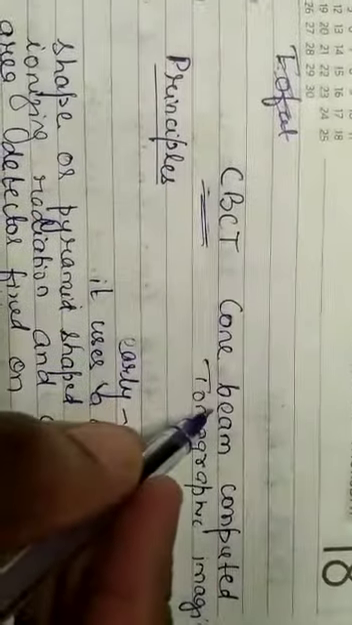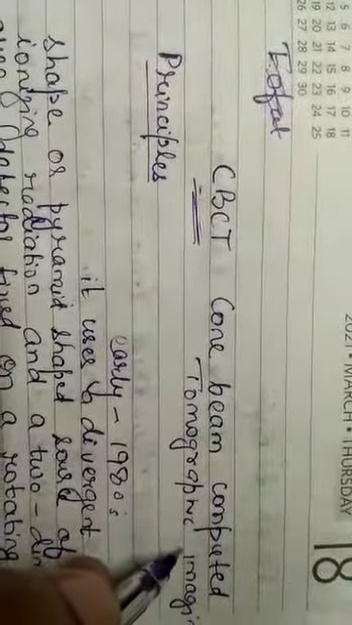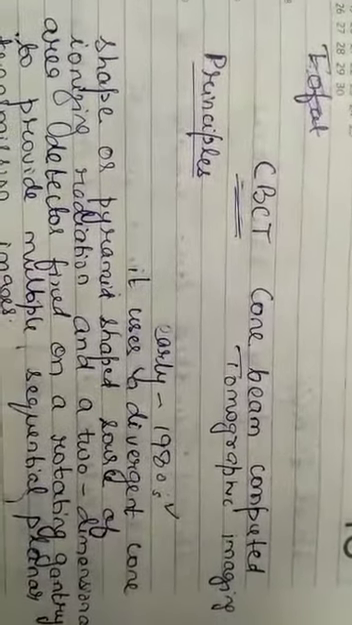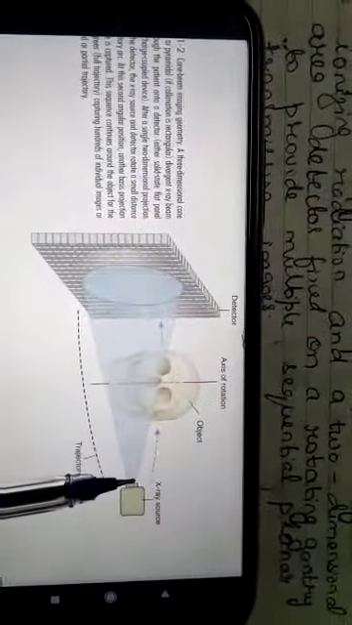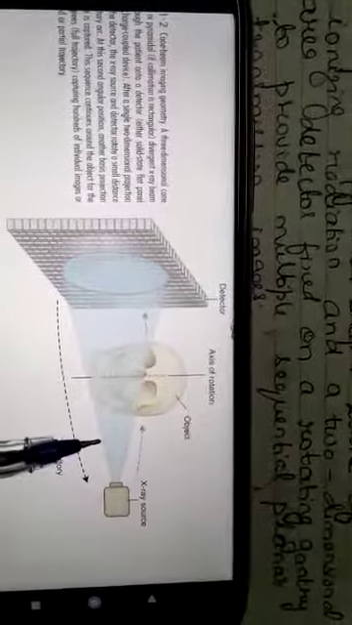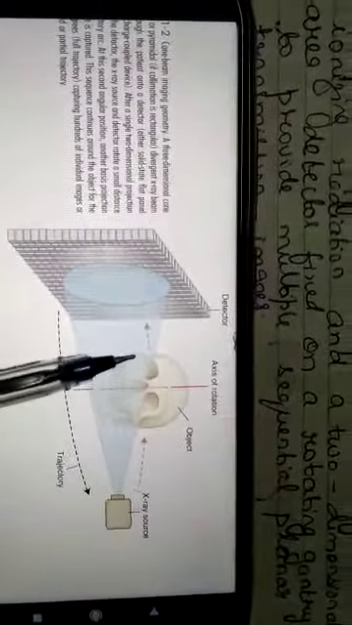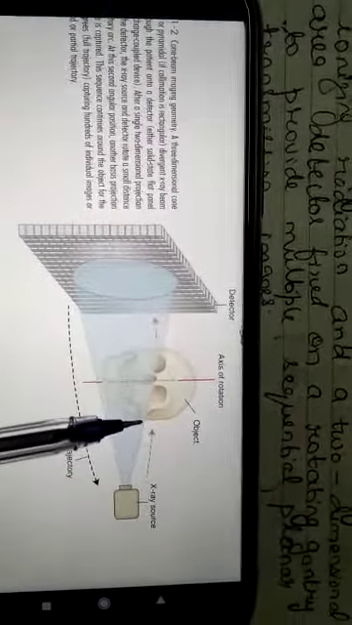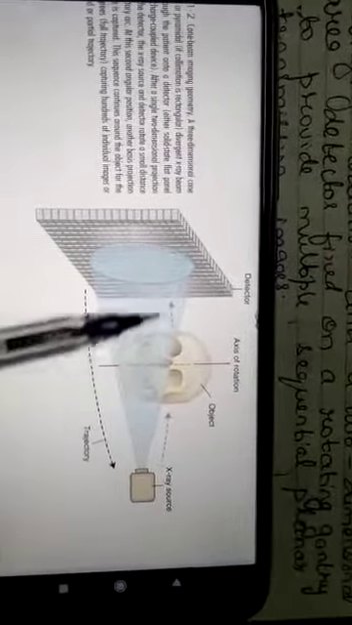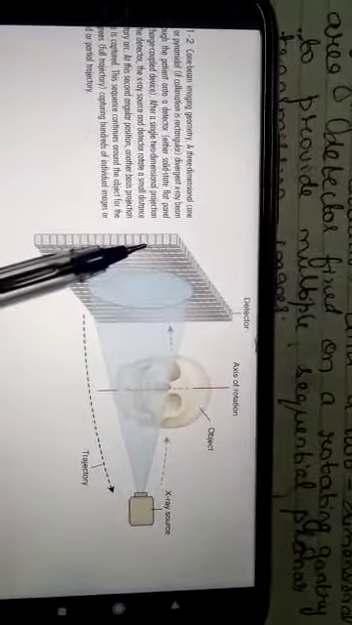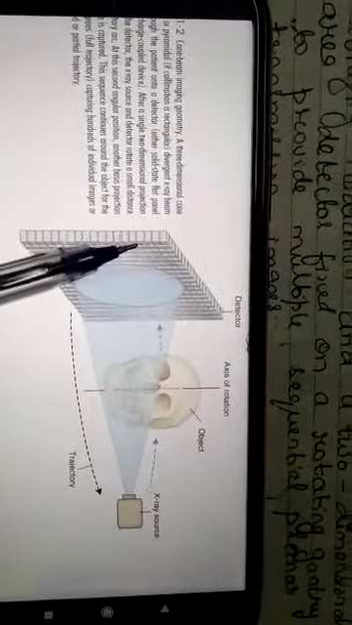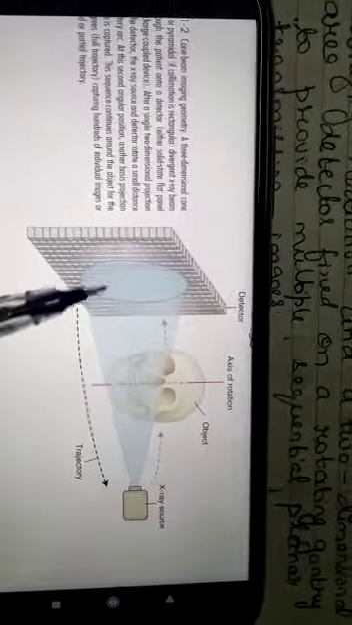CBCT is a cone beam computed tomographic image. It was invented in the early 1980s. As you can see over here, it uses a divergent cone-shaped, or pyramid-shaped, source of ionizing radiation, and a two-dimensional area detector fixed on a rotating gantry. It will rotate like this and provide multiple sequential transmission images.